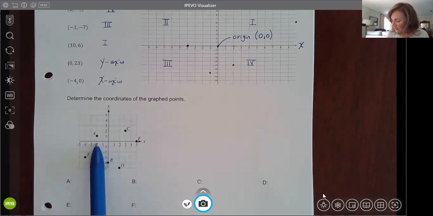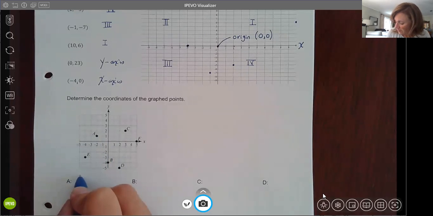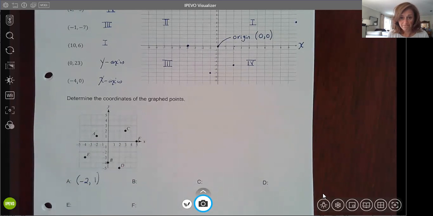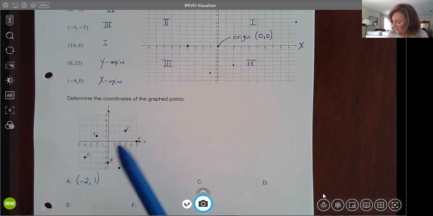So A looks like it's -2. So to get to A, I would start at the origin. You always go to the left or right first. So I would go to the left 2. So that would be negative. And then up 1. Going up 1 is positive. Right? So you always start at the origin.